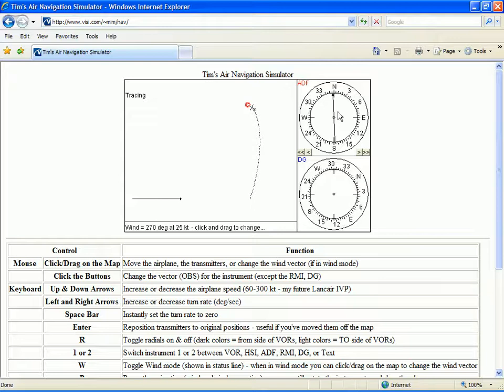Less than half a nautical mile to the station now, the needle becomes difficult to keep centered. We're inside what's known as the cone of confusion. If you don't recognize that you're close to the station, you'll have a very hard time. When the needle swings past 90 degrees, we have what's known as station passage.